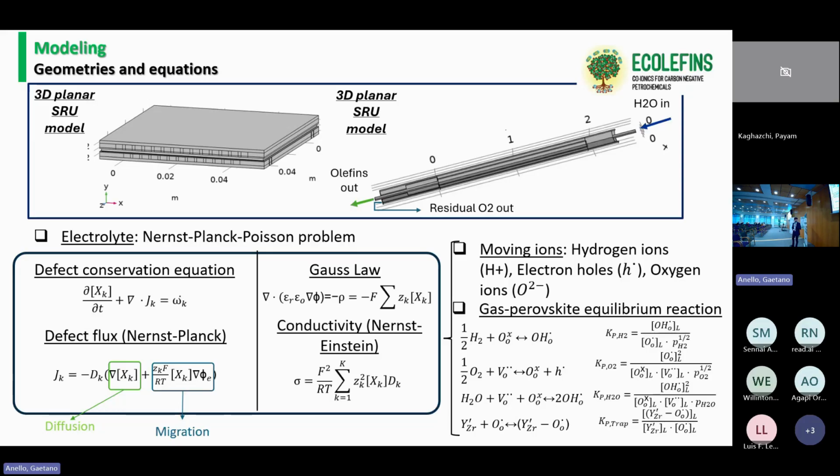So the governing equations are the Nernst-Planck-Poisson equations, which allow us to assess the flux of each single ion, as well as assessing the conductivity through the Nernst-Einstein equation.